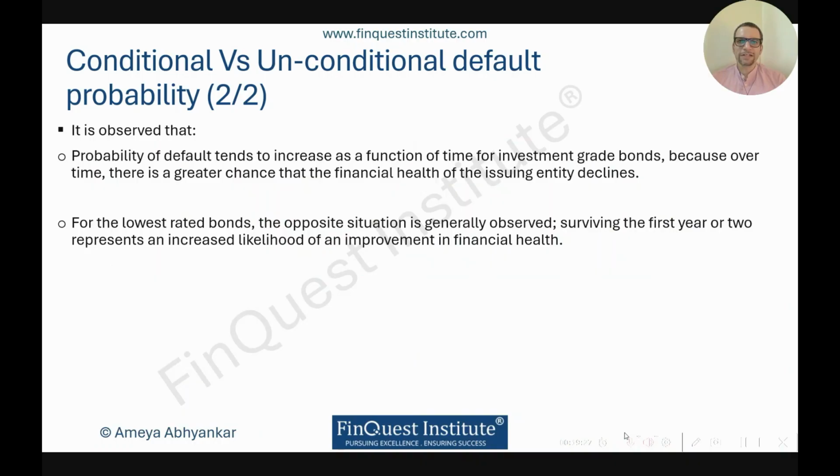Now, as I mentioned, empirically we have observed the behavior of investment grade and below investment grade bonds from a probability of default perspective. So if you look at the investment grade bond first, it is typically observed that the probability of default will tend to increase as a function of time. This is because there is a greater chance that the financial health of a good rated company might decline in the future, because at present they are very, very strong. But a few years down the line, they may not remain that strong. So accordingly, their credit standing can weaken and their probability of default could increase.